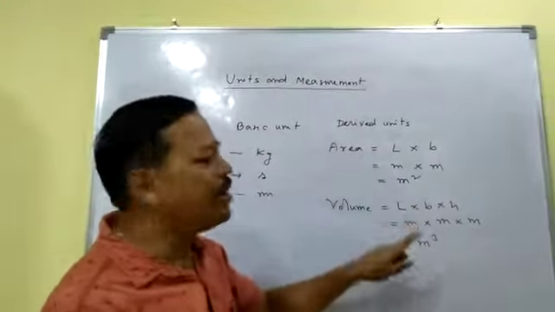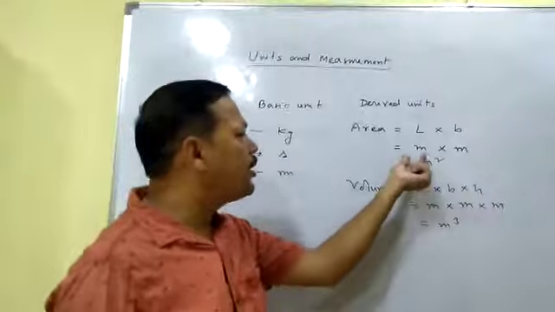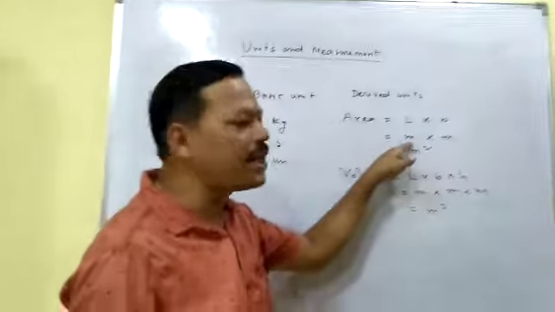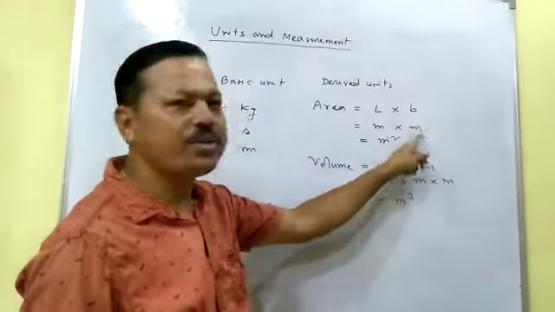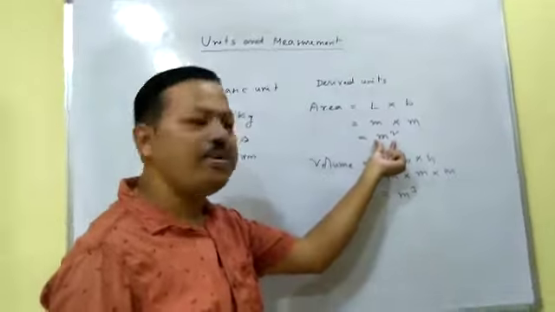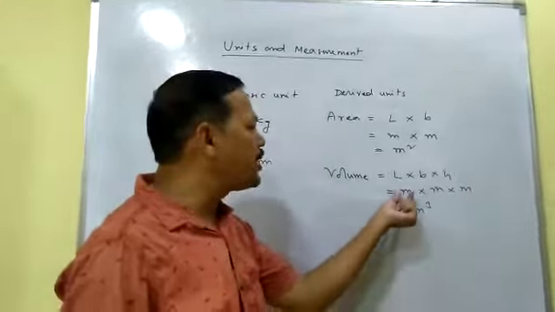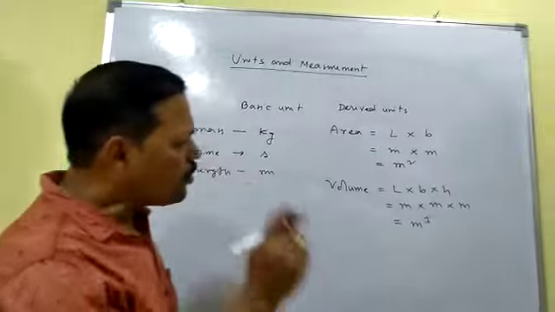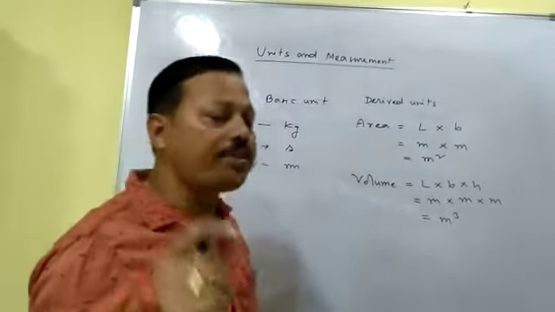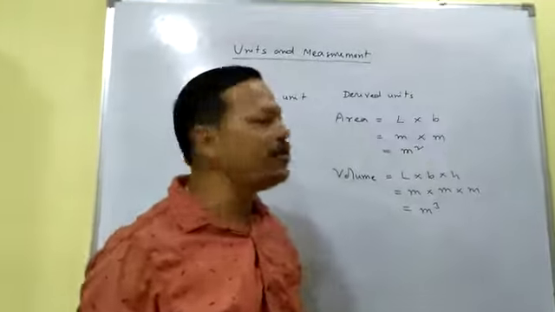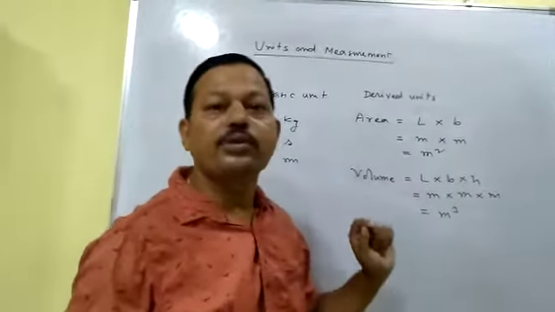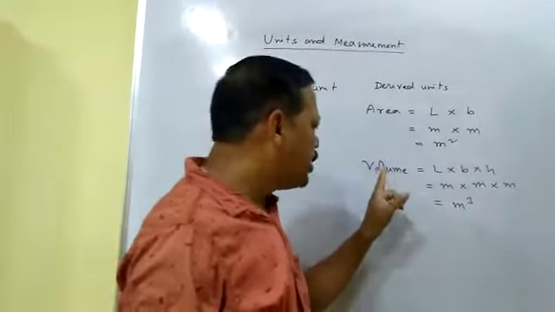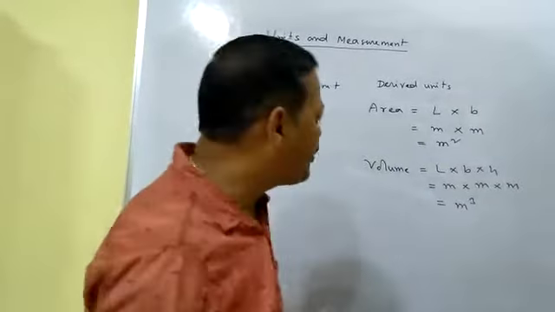So this type of units are obtained by multiplying or dividing the basic units. As you know, meter is the basic unit. You multiply meter into meter, the resultant will be meter square. Similarly, for volume, you multiply meter into meter into meter, you will get meter cube. This type of units which are obtained by multiplying or dividing the basic unit are called derived units. So the unit of area is one example of derived unit. The unit of volume is one example of derived unit.